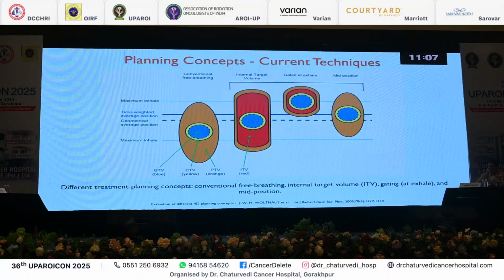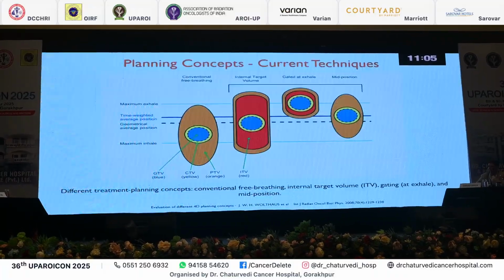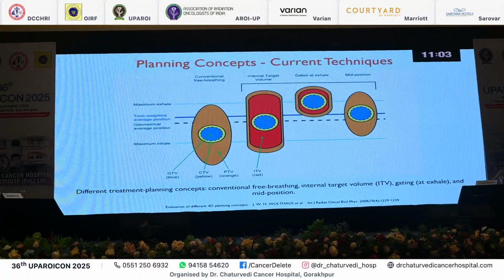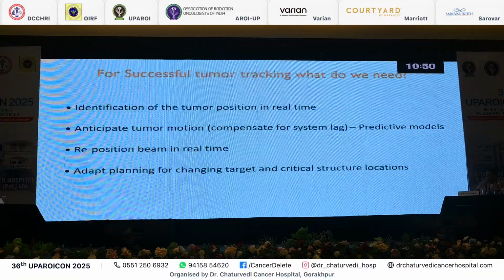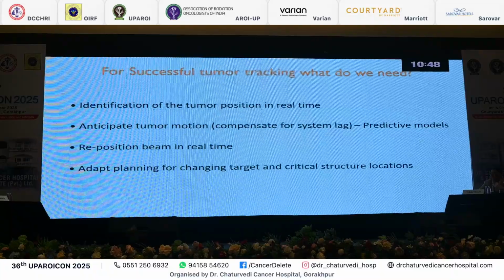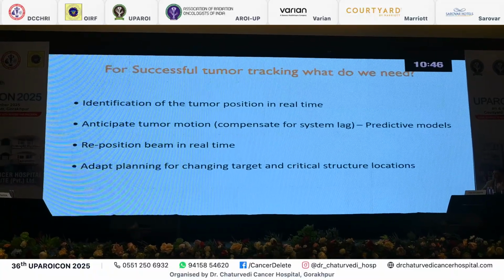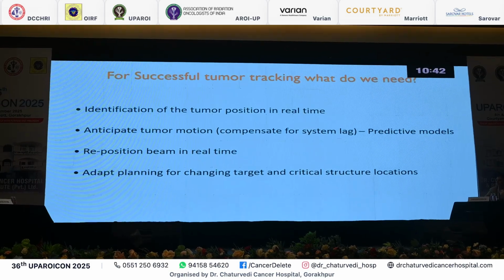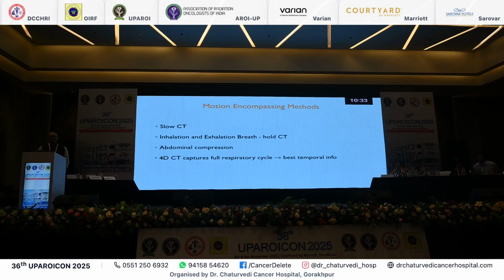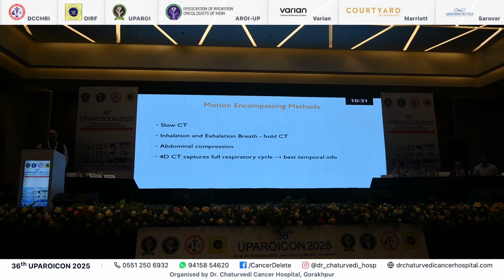Planning concepts remain more or less the same. We add an internal target volume to account for the tumor motion. This, of course, increases the volume in real time. We anticipate tumor motion and compensate for system lag by using predictive models. Methods to reposition the beam can be slow CT, inhalation and exhalation, breath hold CT, and abdominal compression.